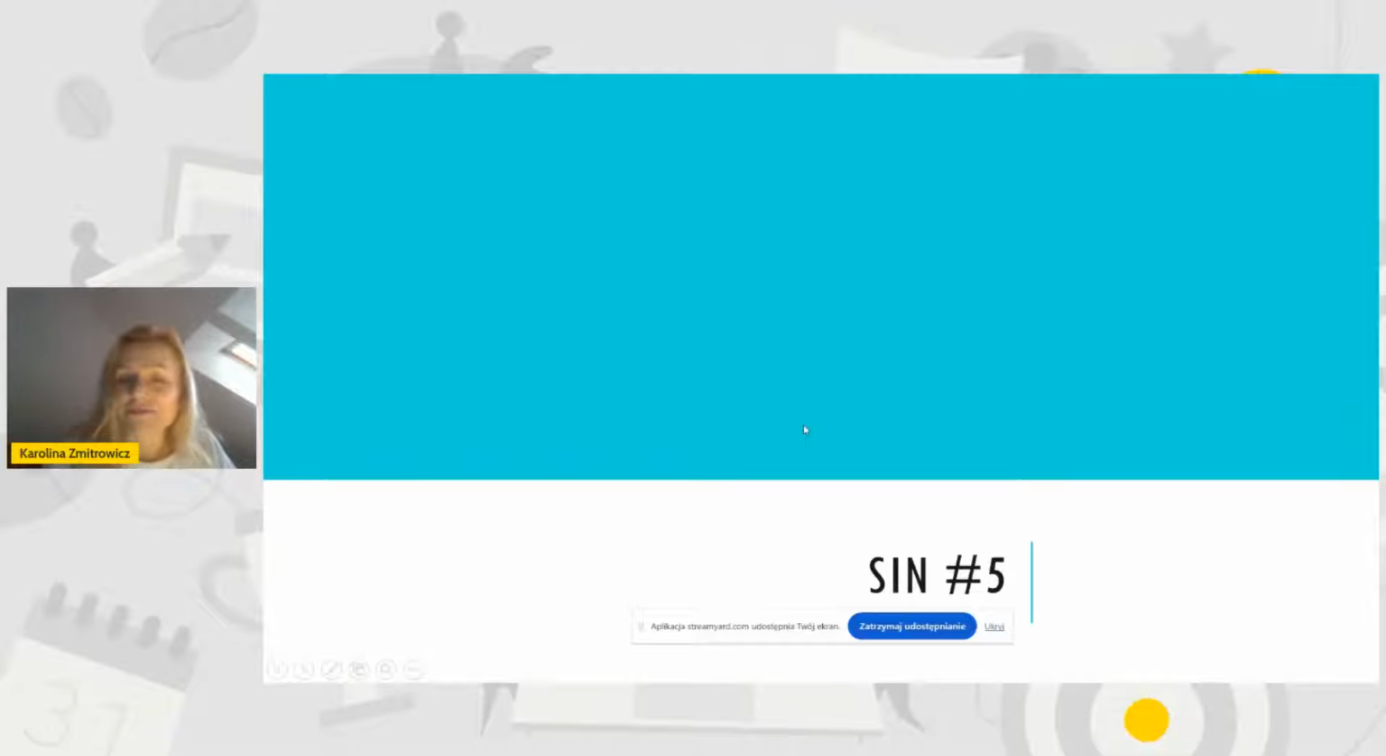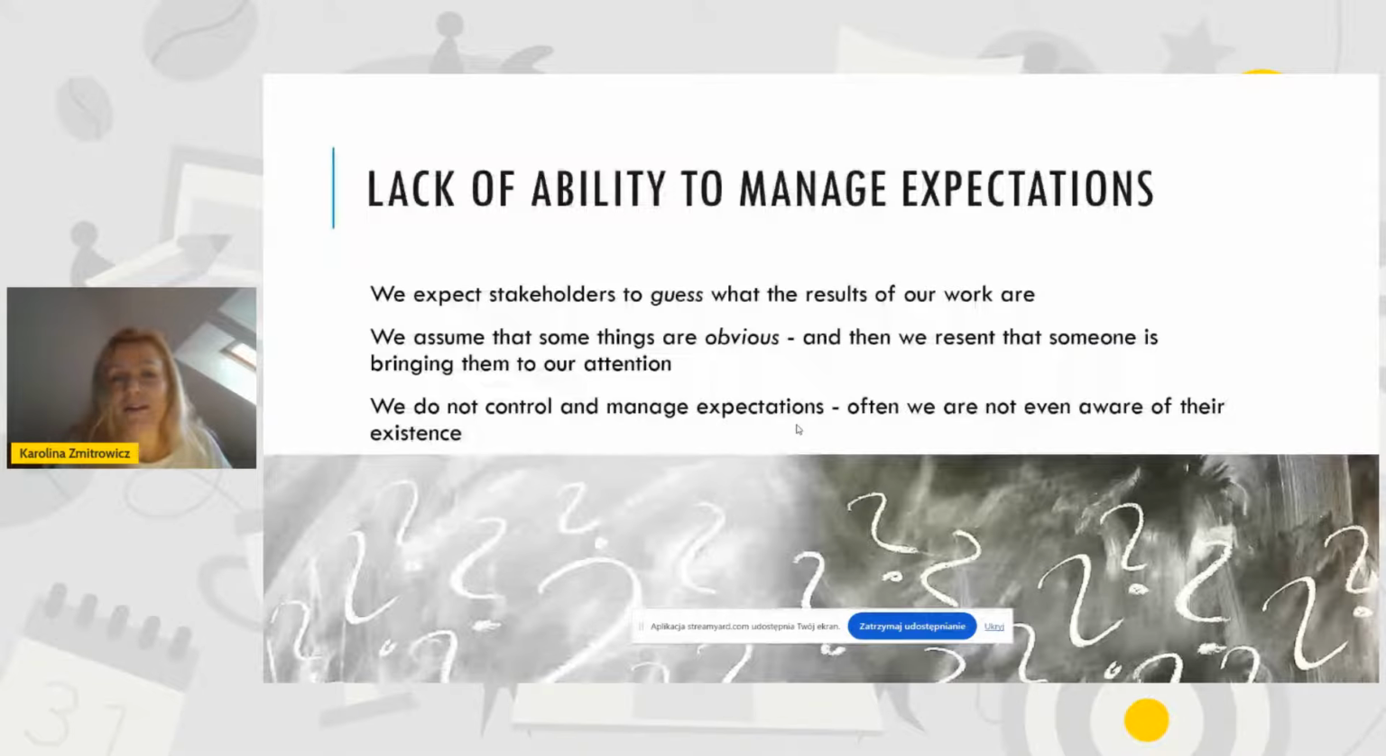Scene number 5. Managing expectations, or rather, lack of ability to manage expectations. There is a whole big discipline that is called expectation management.